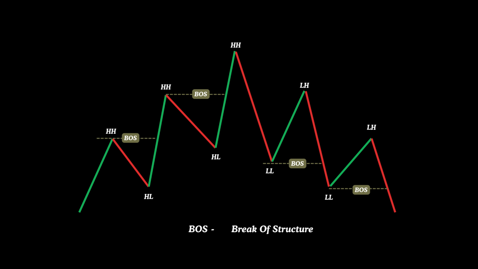First, a break of structure occurs when the market continues in the direction of its previous trend. This confirms that the existing trend remains intact. Second, a change of character happens when the market gives the first strong clue of a possible trend reversal. It serves as an early warning that momentum might be shifting. Now, let's move on to understanding the concept of a break of structure.